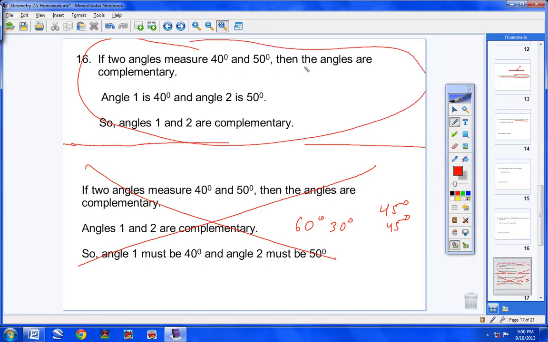If two angles measure 40 and 50, then the angles are complementary. Then we're told that angles 1 and 2 equal 40 and 50 respectively. So angles 1 and 2 are complementary. And that is the correct argument.